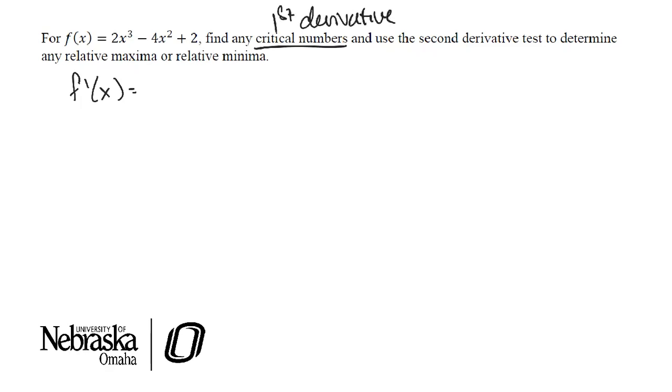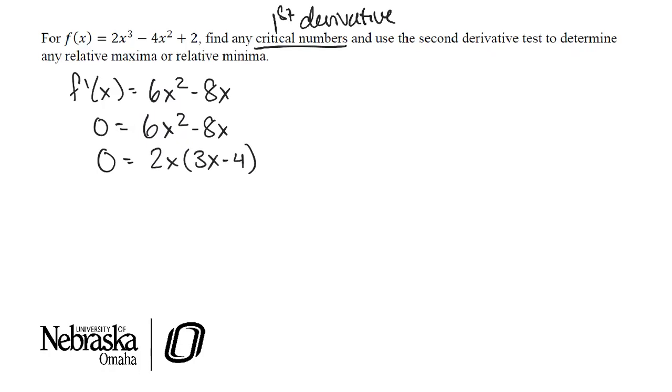Concave up and concave down, inflection points, come from the second derivative. Okay, so we have 6x squared minus 8x. We want to set this equal to 0. To solve this, we could factor out a 2x, left with 3x minus 4. So we get x equals 0, or x is 4/3.